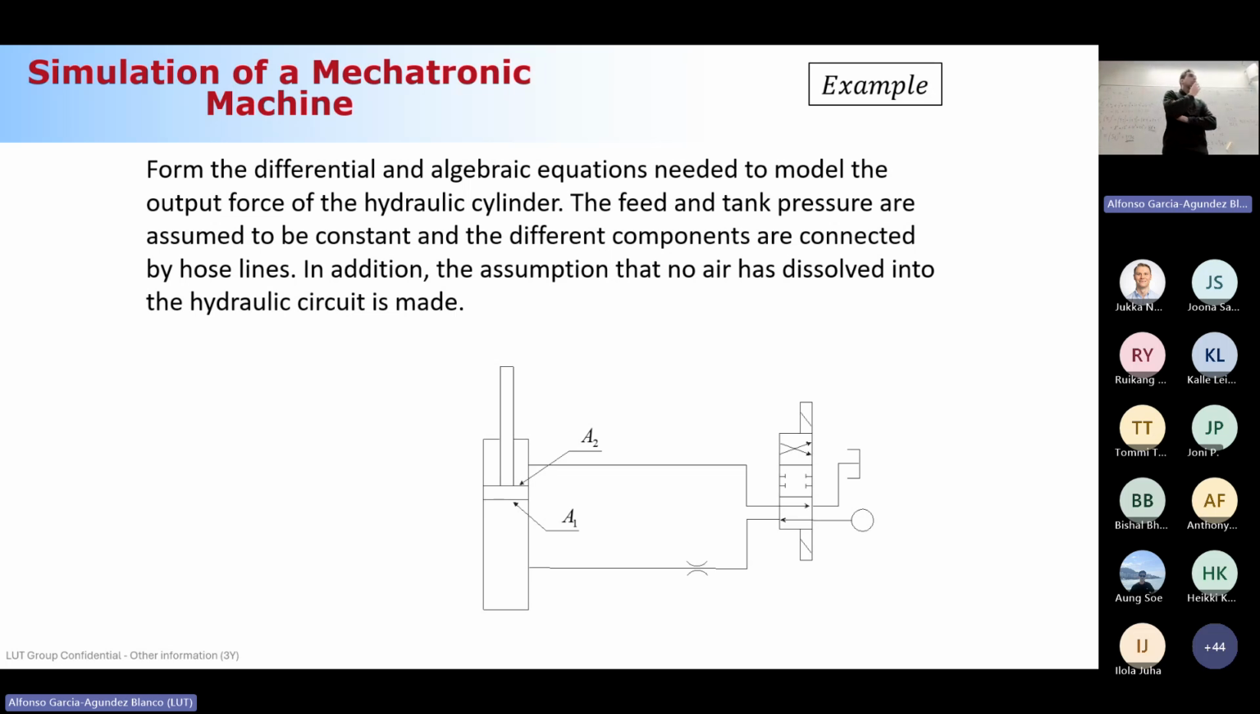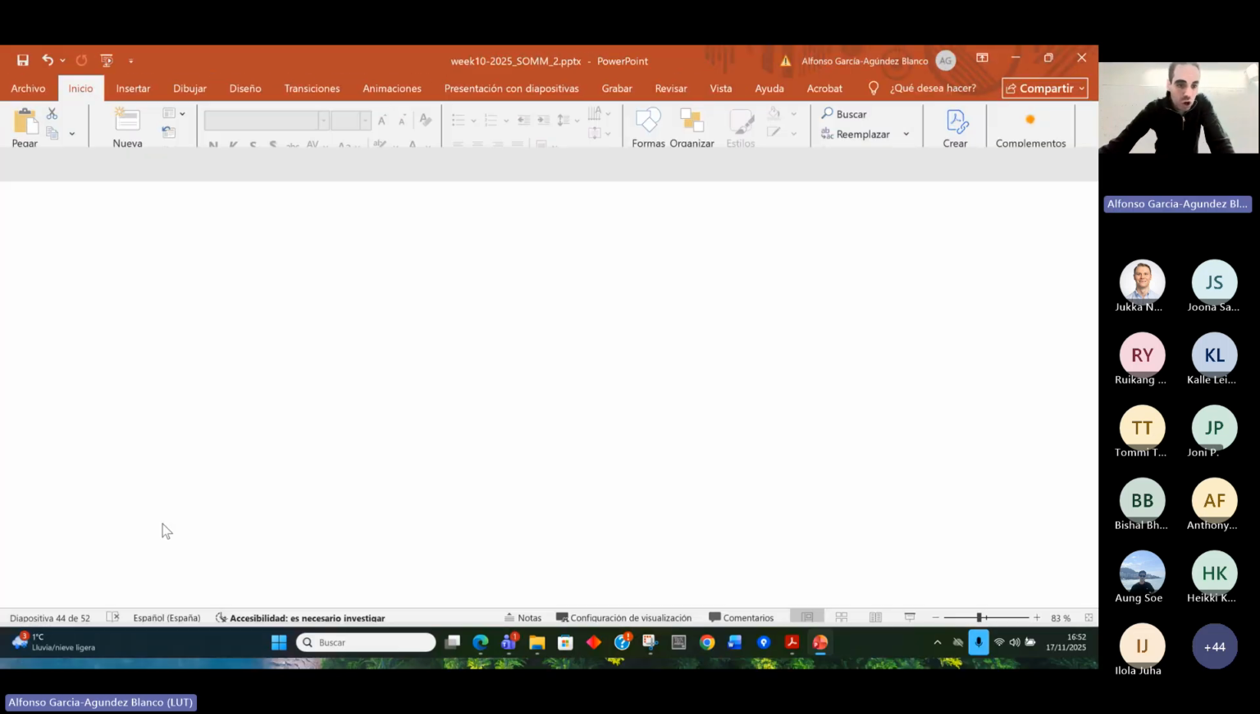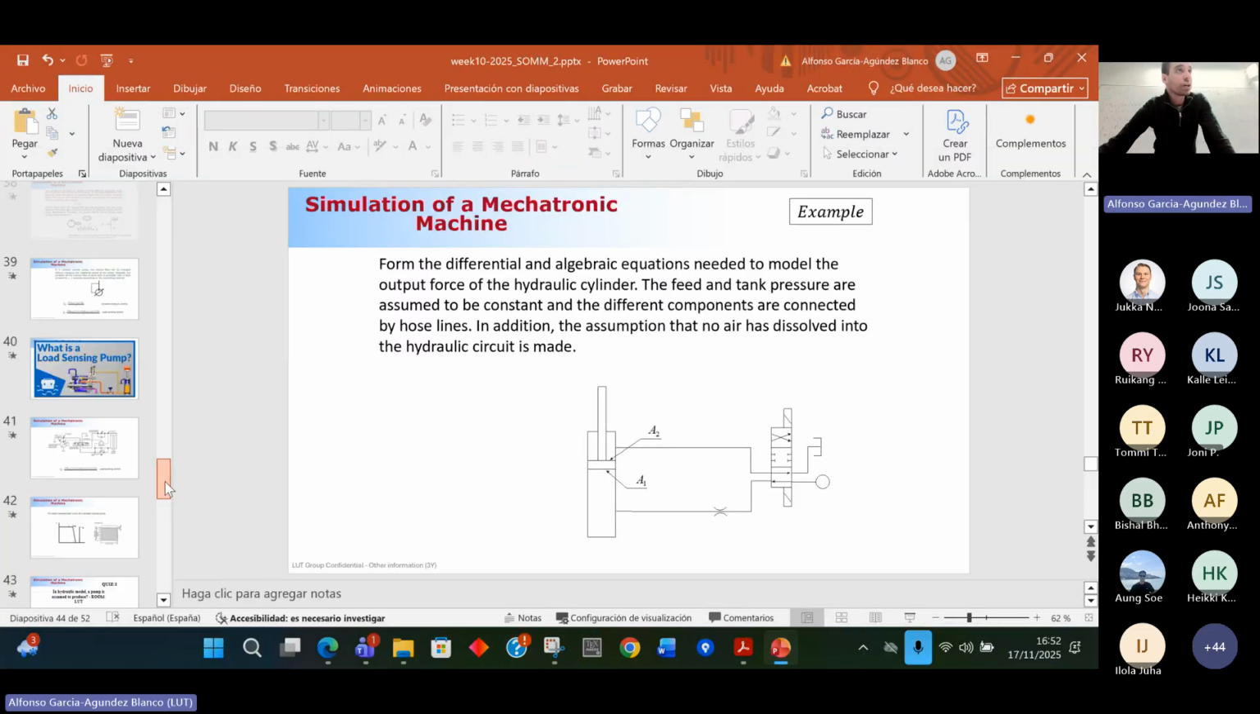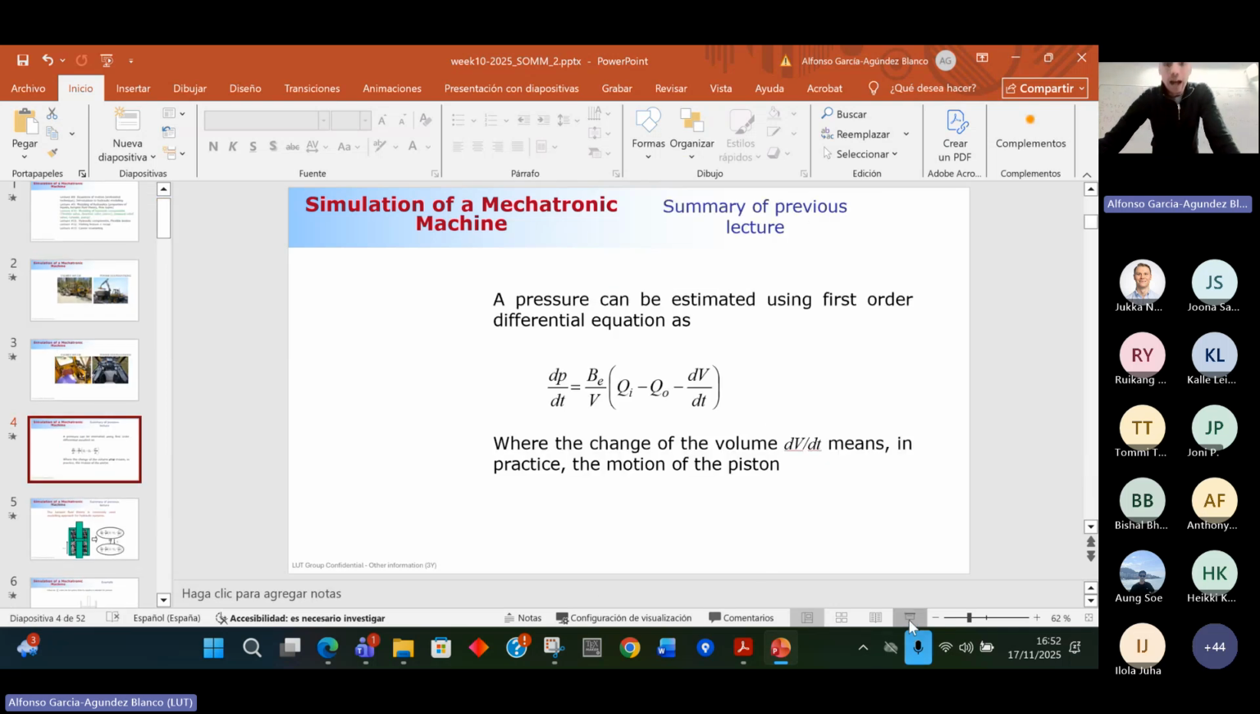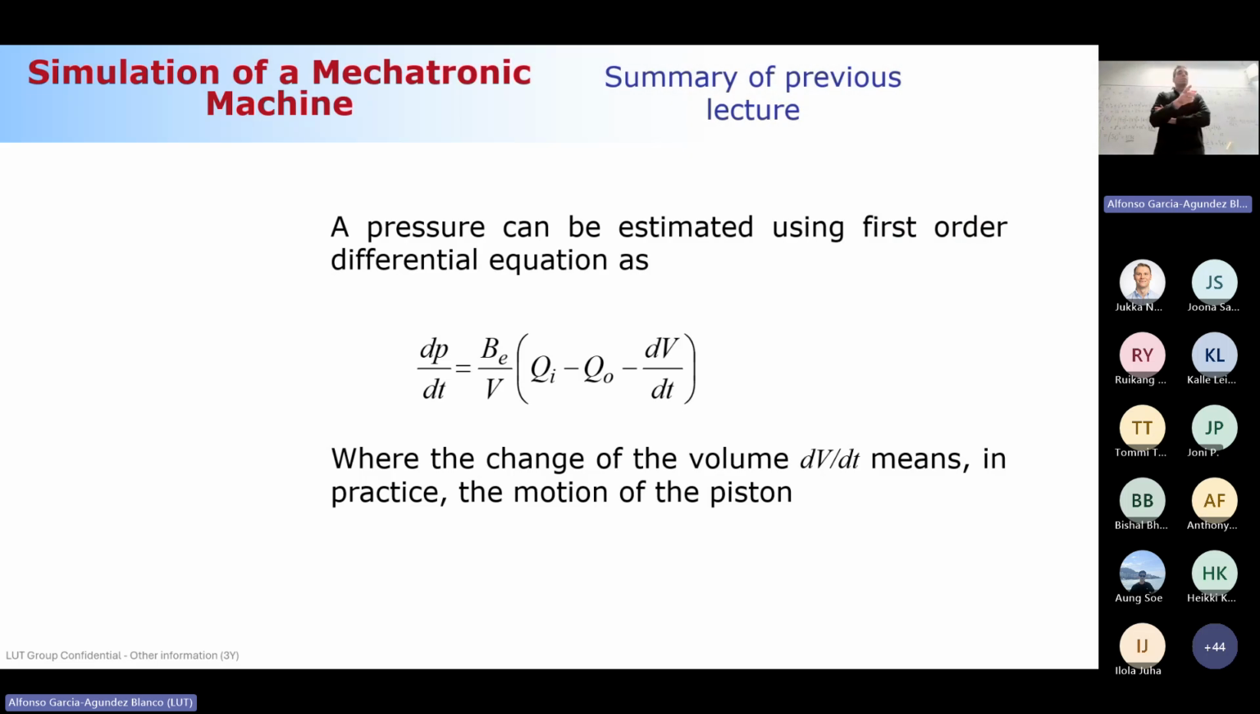Do you remember which was the equation? If you remember, the evolution of the pressure in your control volume can be found in the beginning of the week 10 slides, and is given by this, okay? A pressure can be computed using this first order differential equation, and it comes from the lumped fluid theory, okay? This is the time evolution of the pressure, the differential equation, okay?